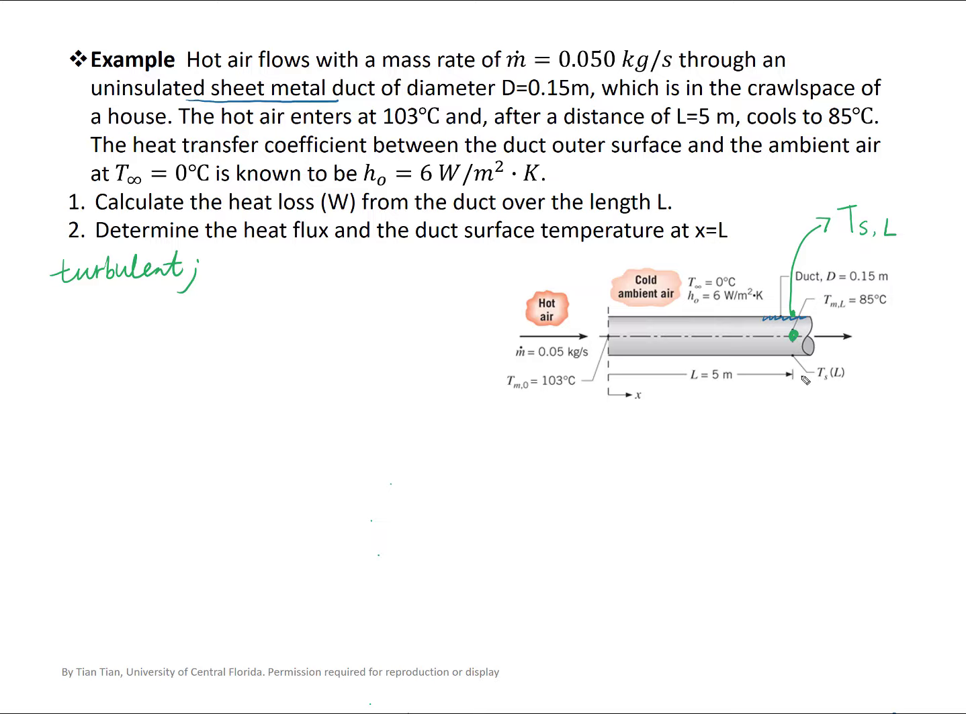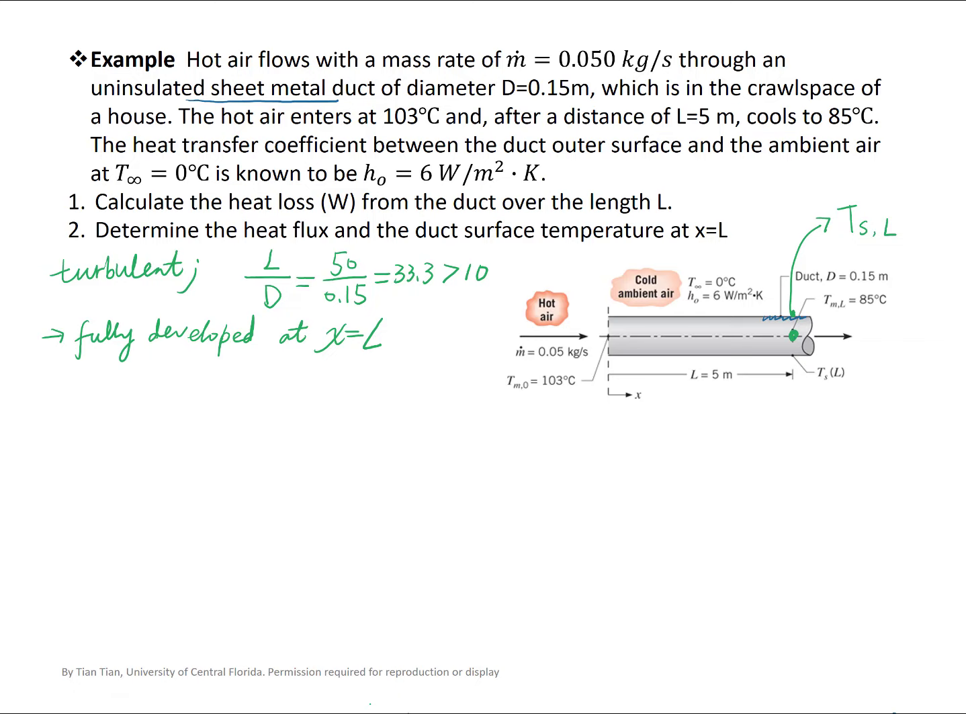So we just need to check the ratio of the length of the pipe divided by the diameter of the pipe, which is 50 over 0.15. It is 33.3. This is larger than 10. This means the length of the pipe is larger than 10 times the diameter. This means at the end of the pipe, the flow is fully developed already. So now we conclude we have fully developed turbulent flow.